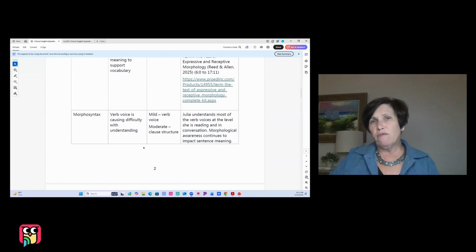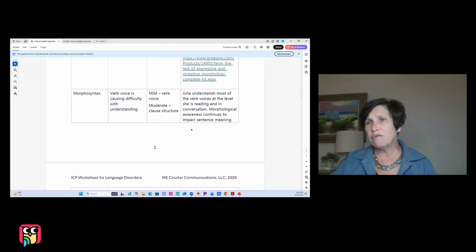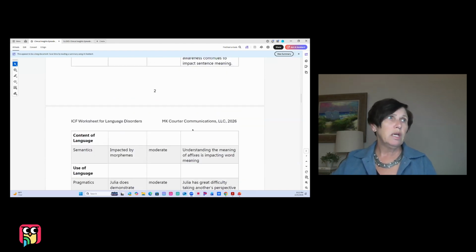Morphosyntax, we really look at verb voice and clause structure. So verb voice from that morphological perspective. Again, I'm going to show you a video where she's still dropping ED, which is going to change the meaning. She continues to have mild to moderate difficulties with that verb voice, moderate for clause structure. For the level that she is reading, most of the verb voices she has, and that, again, that morphological awareness continues to impact from that verb voice perspective.